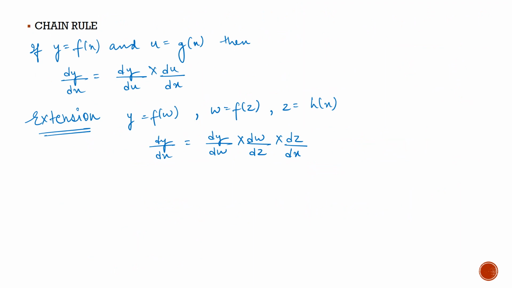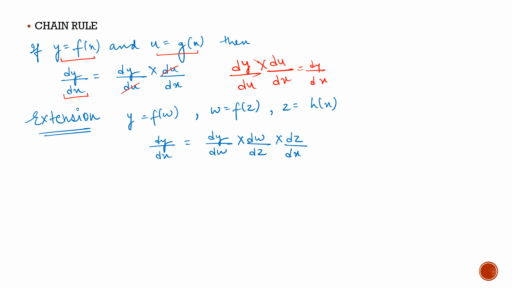So this is the chain rule. The chain rule says that if y is a function of u and u is also a function of x, then how to find dy by dx. So if we simplify it, we'll get dy by dx as y dash in terms of u, so it is dy by du multiplied by the derivative of u in terms of x, which at last gives us dy by dx.